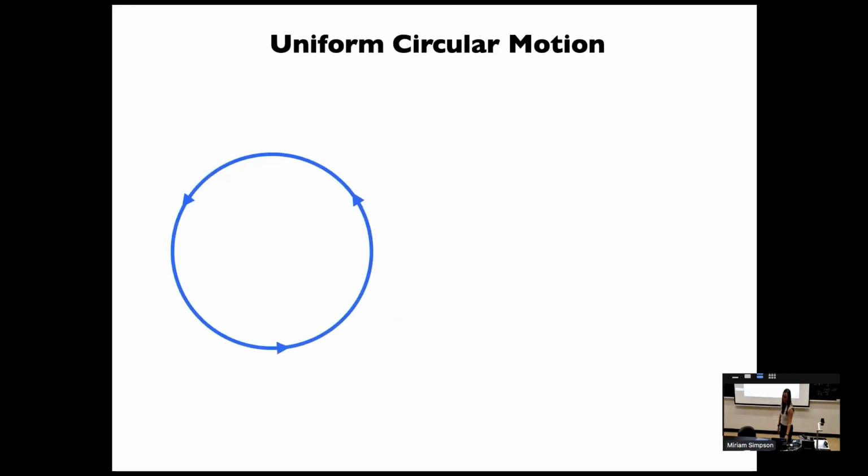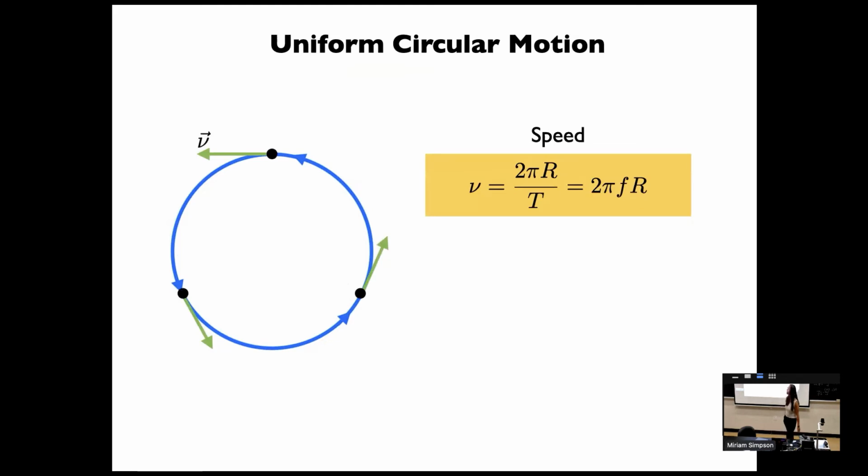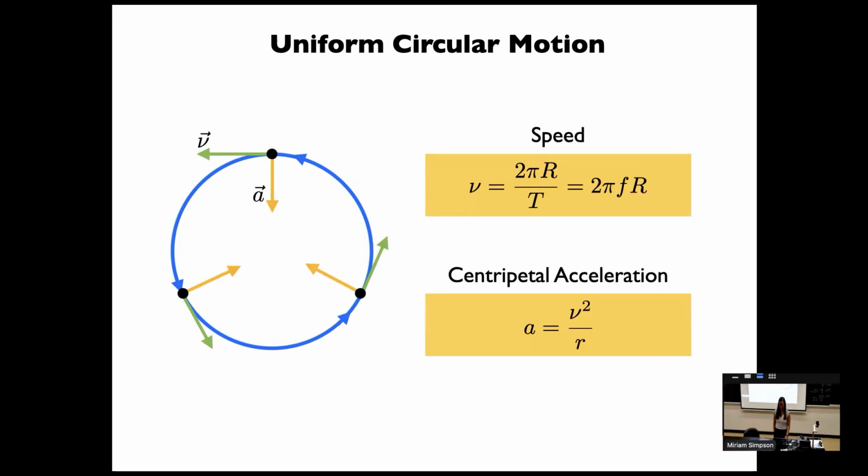And so let's talk a little bit more about defining. Look, blue for position, green for velocity. Just a review of all the stuff for uniform circular motion. Speed is 2 pi radius divided by the period, or 2 pi radius times the frequency. And centripetal acceleration is just speed squared over r. Centripetal acceleration is often written a sub c or a sub r for radial acceleration. So those all are the same thing.